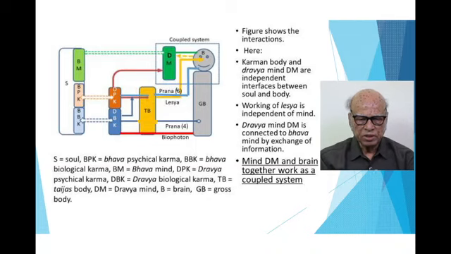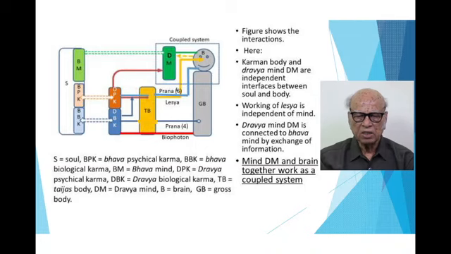Then the next unit is the Karman body. The Karman body, which is physical, is again divided in 2 parts, the Dravya psychical karma and the Dravya biological karma. The red one is Dravya psychical karma, and the blue one underneath is Dravya biological karma. The next unit shown in yellow is the Tejas body, and it's considered as one unit.